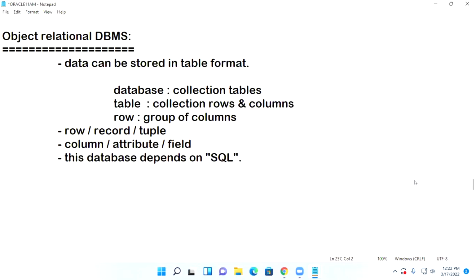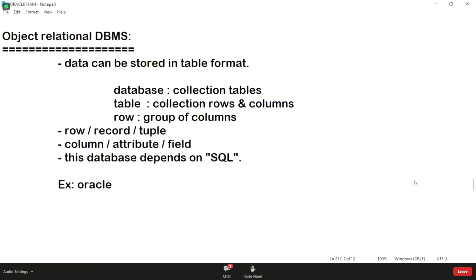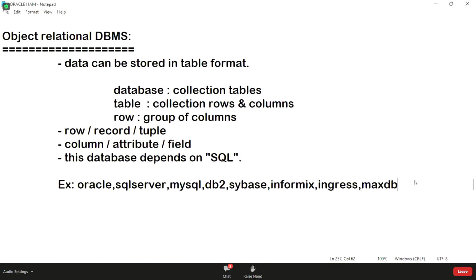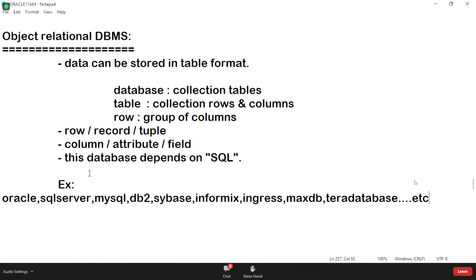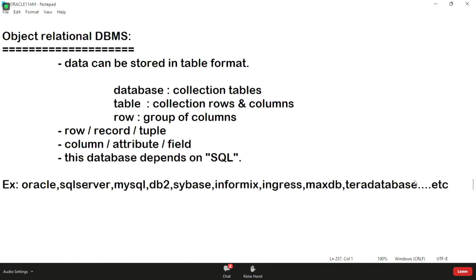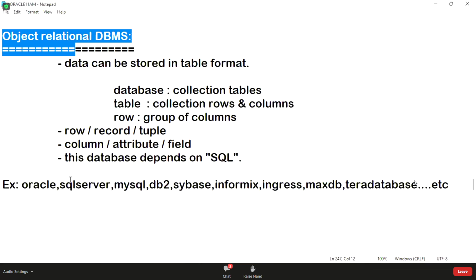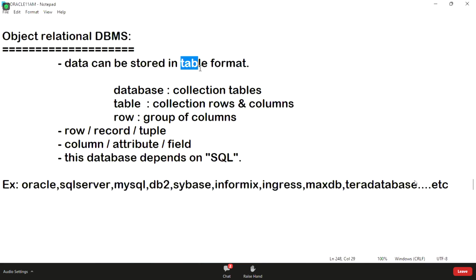So what are those, sir? Our examples are Oracle, SQL Server, MySQL, DB2, Sybase, Informix, Ingres, MaxDB, and Teradata, etc. These are all the best examples of object relational database software. They come under the object relational category, they store data in tabular format, and they work based on the SQL language. Clear? Yes or no?